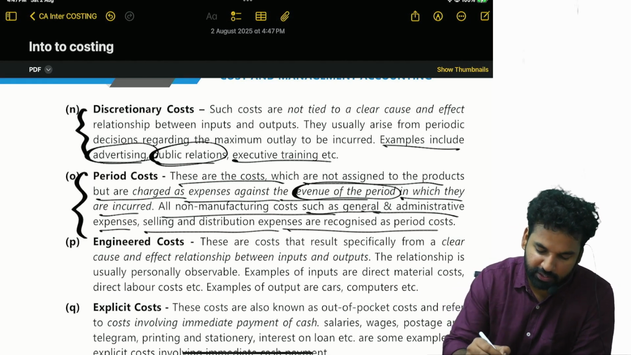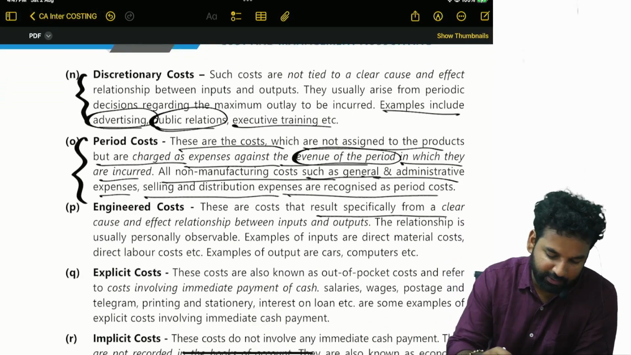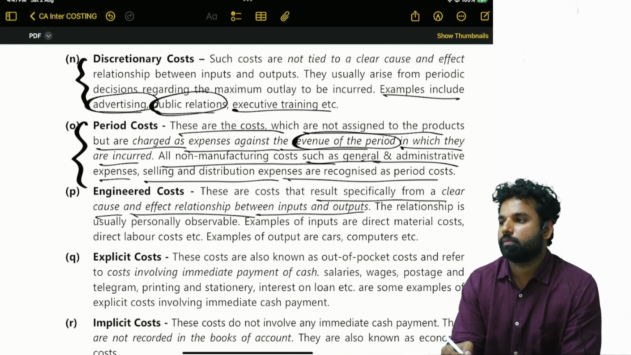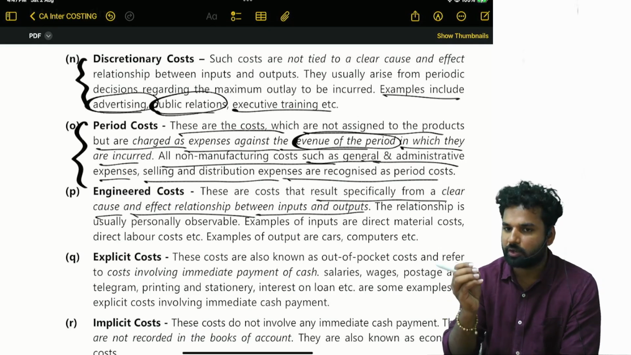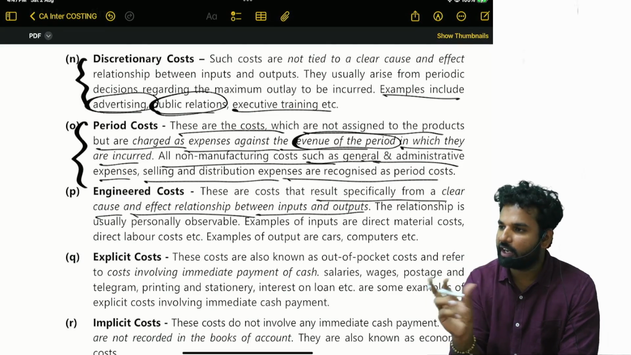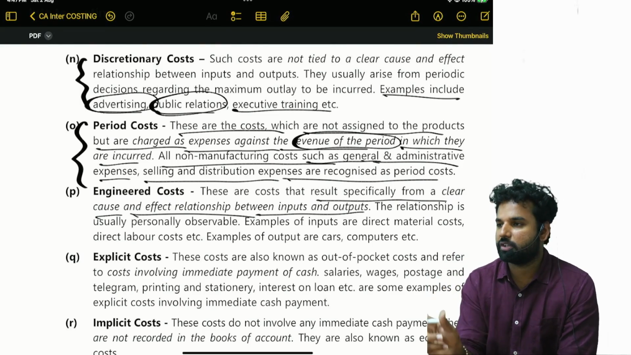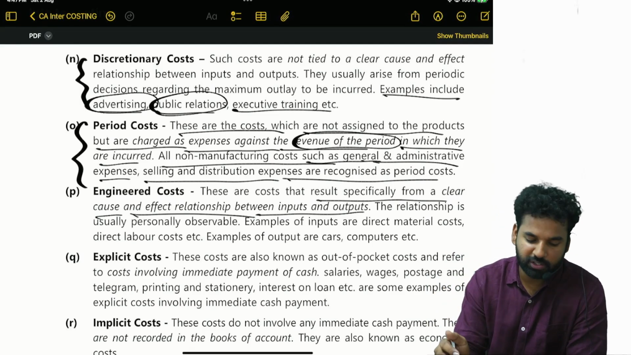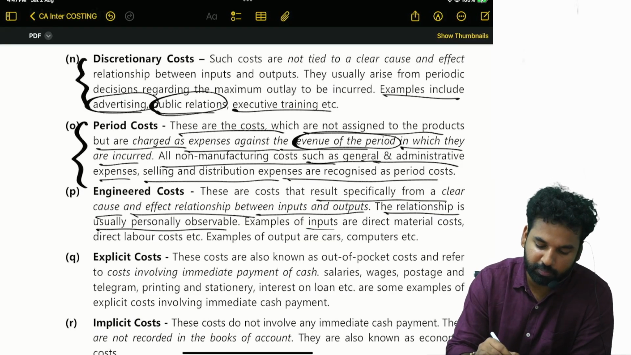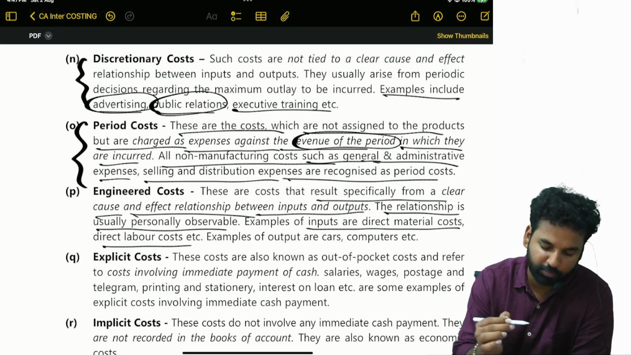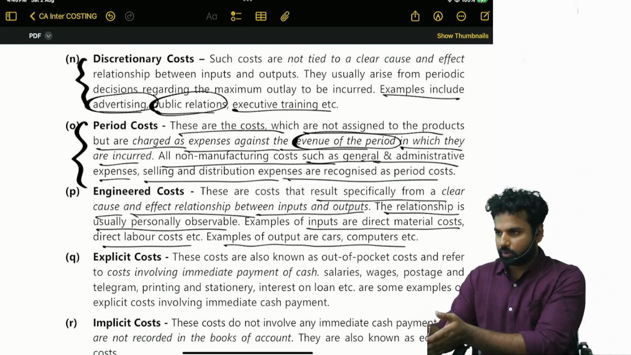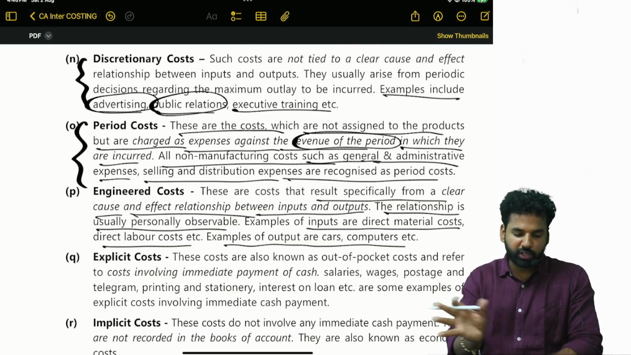These are costs that result specifically from a clear cause and effect relationship between the inputs and outputs. That means if we incur this cost, we get this output. If we are able to establish that kind of relationship, then it will be called an engineered cost. The relationship is usually observable. Examples of inputs are direct material cost and direct labor cost. Examples of outputs are products or components. If you put in this input, you get this output. That is what is called engineered cost.